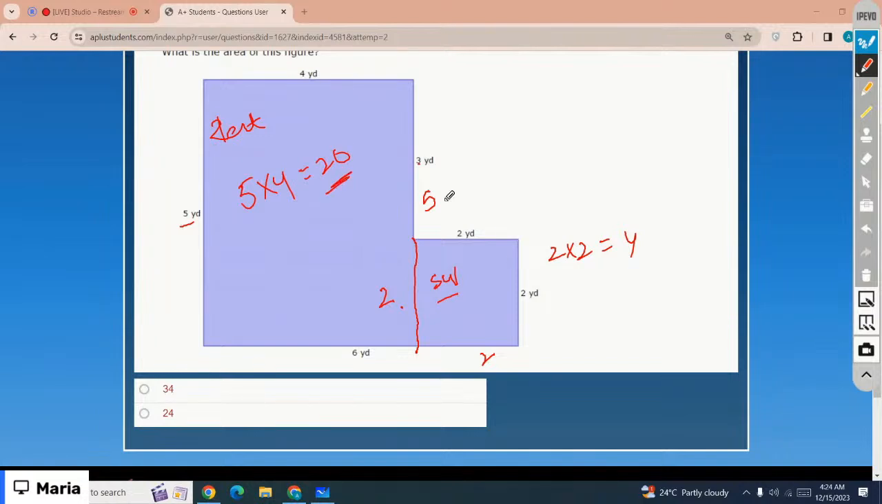You have now the area of this rectangle and the area of square. That is 20, the area of the rectangle, and the area of square is 4. So 20 plus 4 is 24. So the correct option is 24.